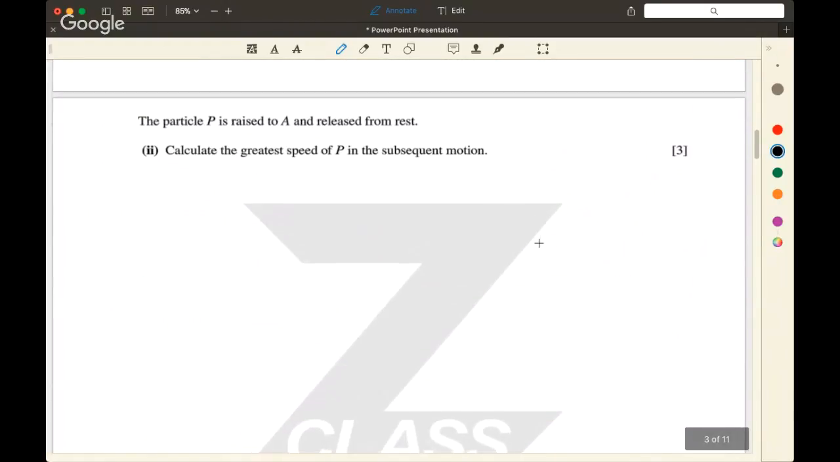Okay, so now they raise P to A and release it from rest. Calculate the greatest speed of P in the subsequent motion. So what this is, is harmonic motion, elastic motion, because the string is elastic. And the greatest speed that something achieves when it's going through this harmonic motion, like springs vibrating backwards and forwards, or things going in and out of bowls and so on, the greatest speed is at the equilibrium point. So the point where if you placed it there, it wouldn't move. If you place it there at rest, it wouldn't move.